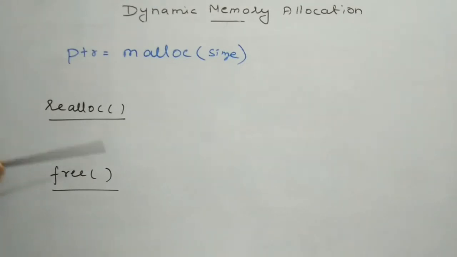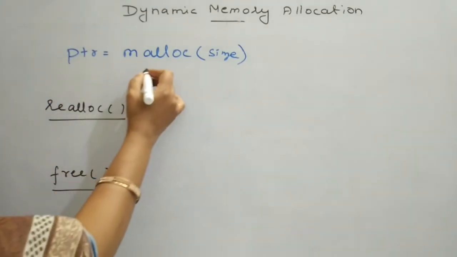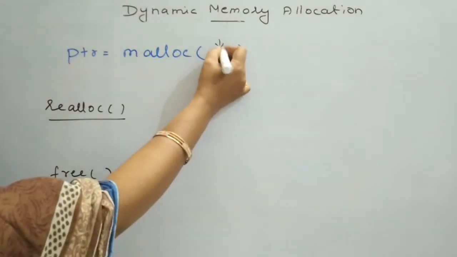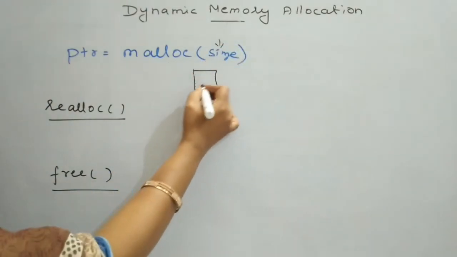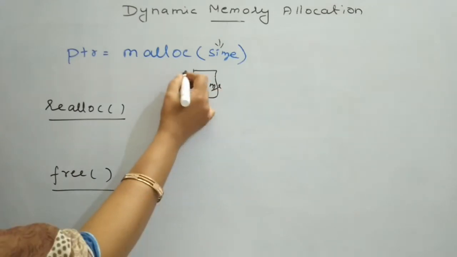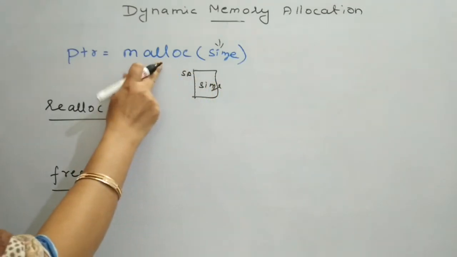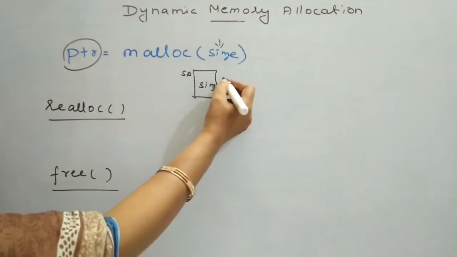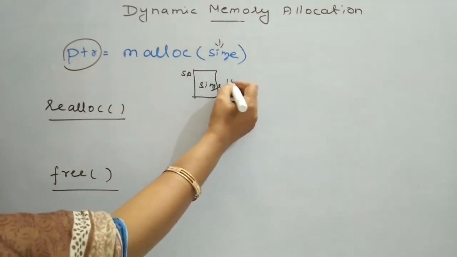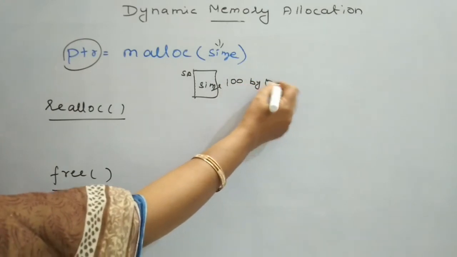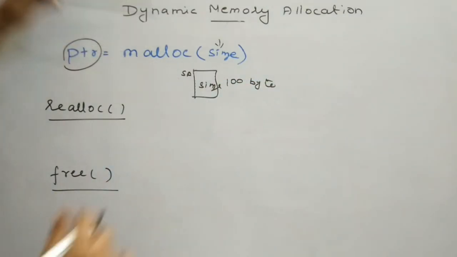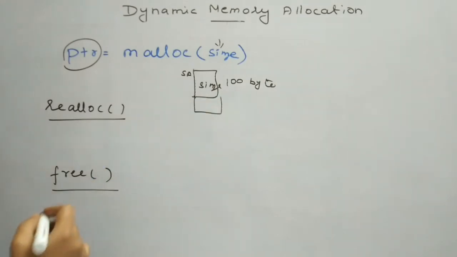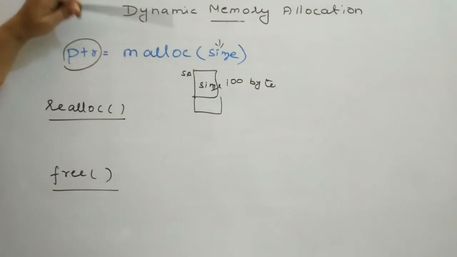Realloc function is used to reallocate the memory allocated. For example, if I use this malloc function with the parameter size, a memory block of specified size will be allocated and the starting address is returned by this malloc function, which is stored in this pointer variable. For example, if the size of the memory block is 100 bytes and I want to increment it to 200 bytes, is resizing possible? Definitely, resizing is possible in dynamic memory allocation.